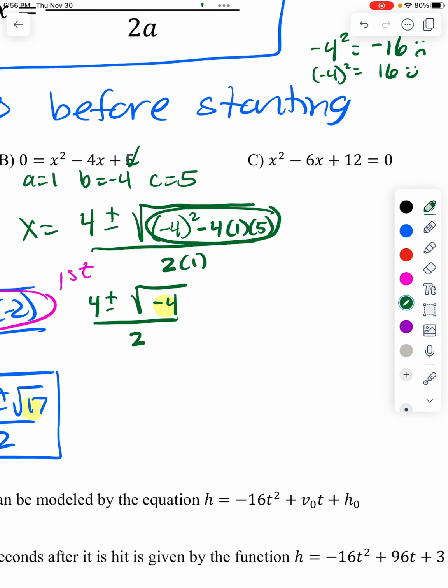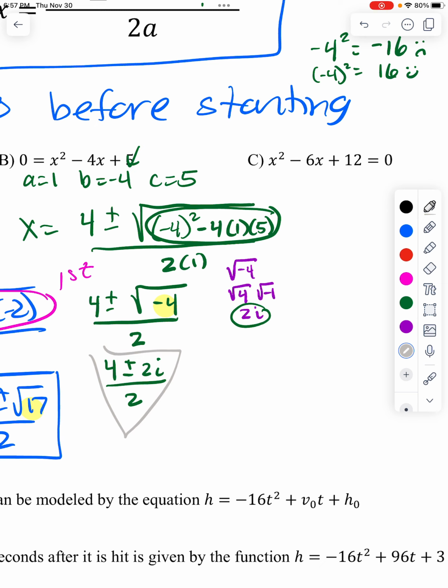A couple things, actually. If you think of this as its own little problem from the previous homework we've been doing, this would be the square root of 4, but it also has a negative. So the 4 would come out as a 2, and that negative 1 would come out as an i. So then this becomes 4 plus or minus 2i over 2. And now this can reduce because, again, if you think of it as a big triangle, all of these can reduce by 2. So you do that. So 4 divided by 2 is 2.